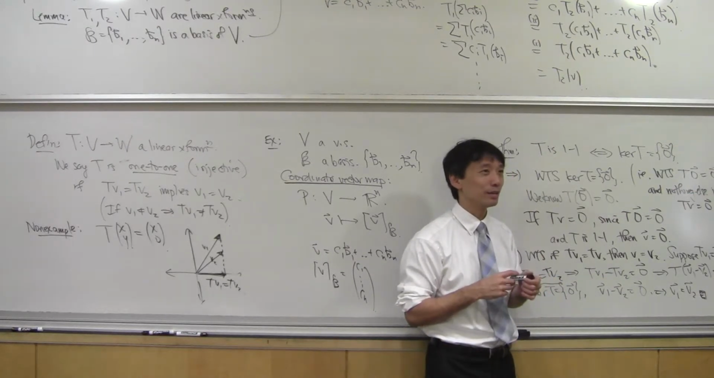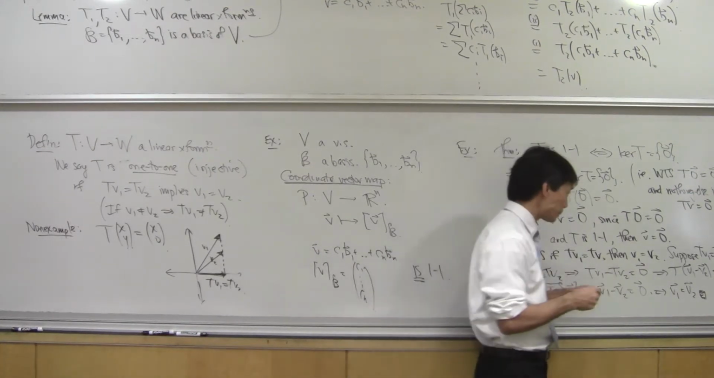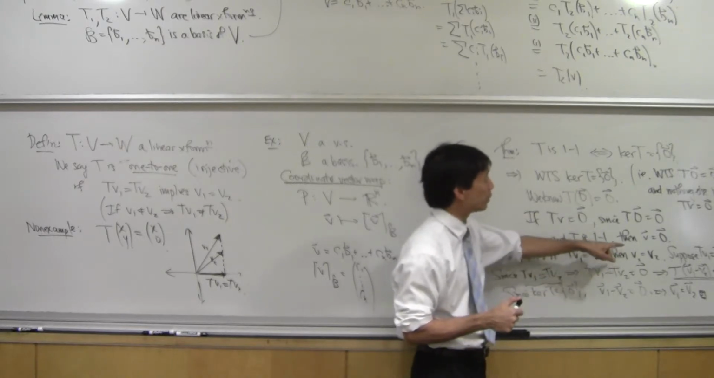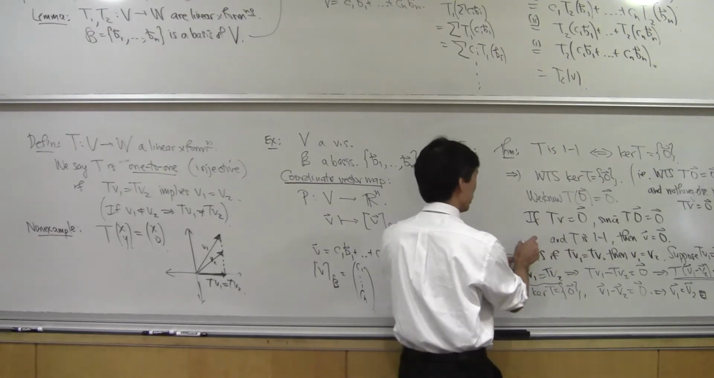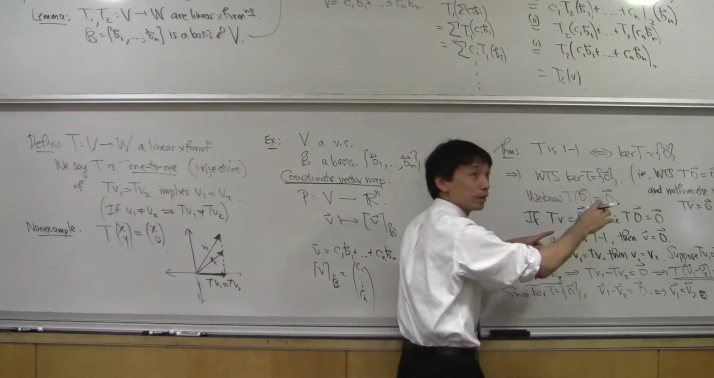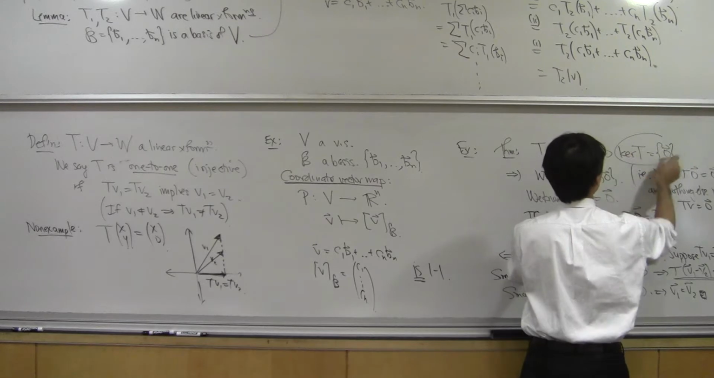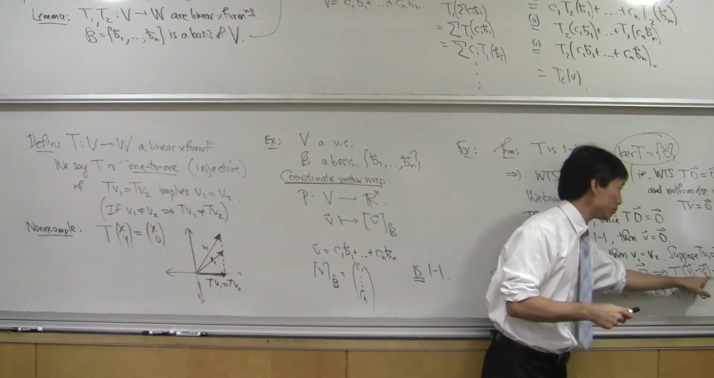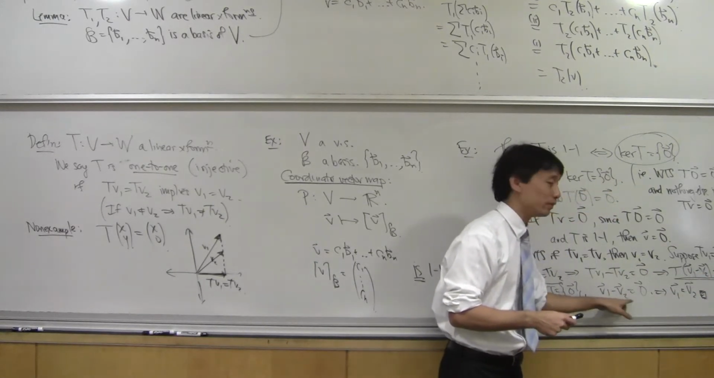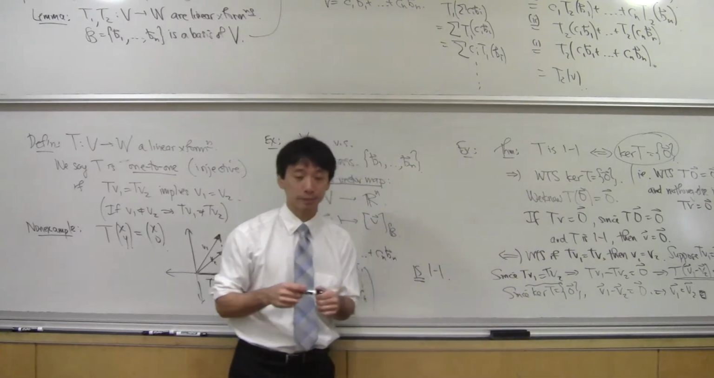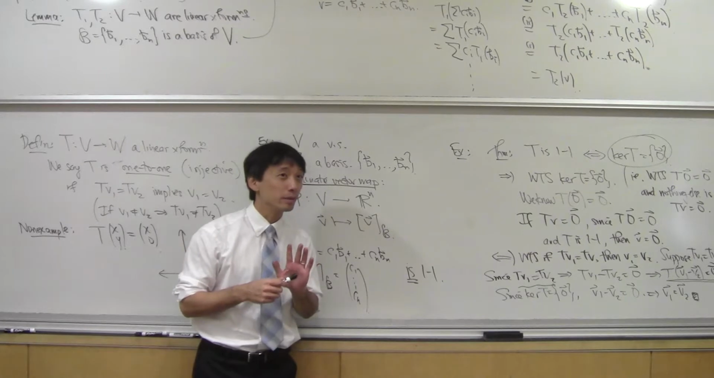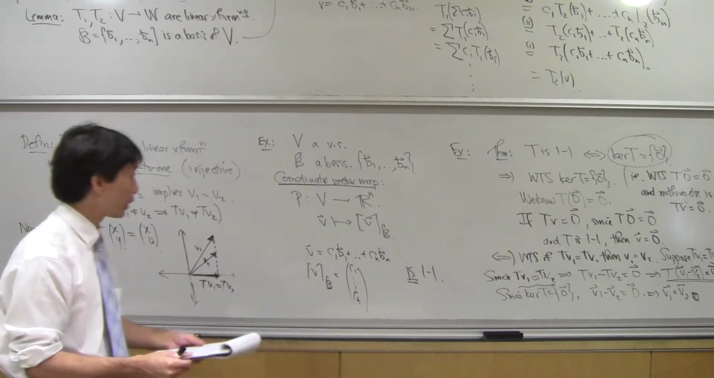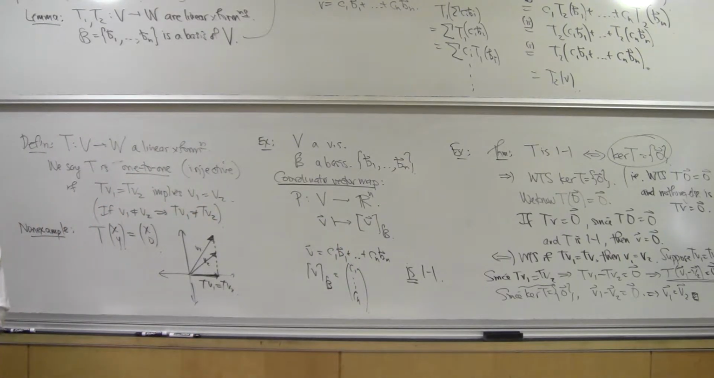Wait, didn't we get rid of the T? Yes, so T of v1 minus v2 is equal to 0. Remember what we're starting off with: the kernel is 0, meaning the only thing sent to the 0 vector is 0. If this thing is sent to the 0 vector, it must be 0 itself. So v1 minus v2 must be 0. Is that okay? Everybody all right?